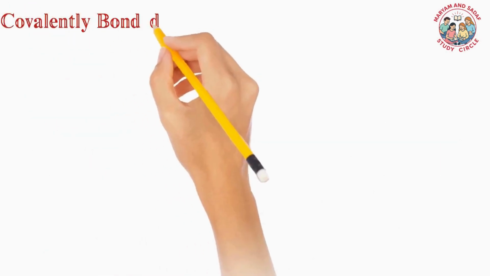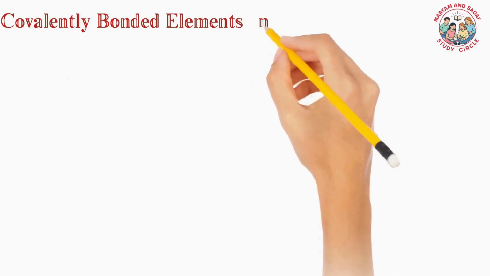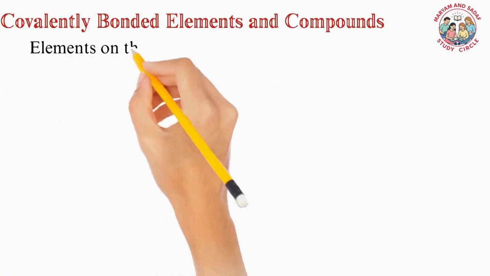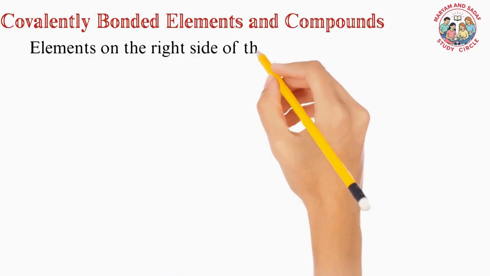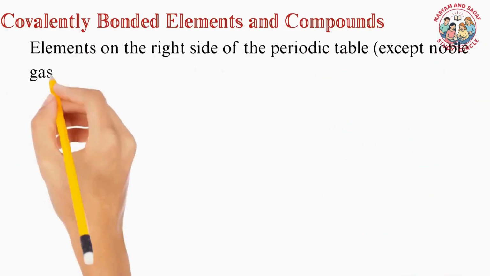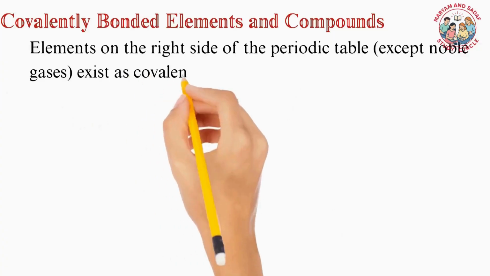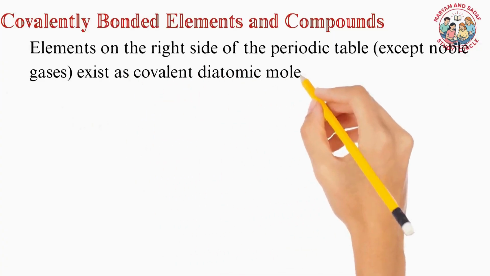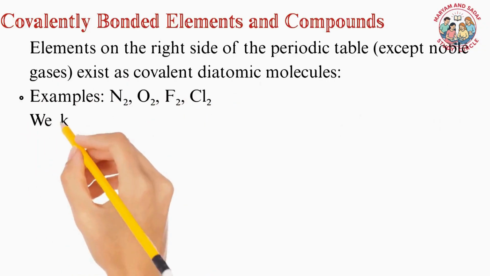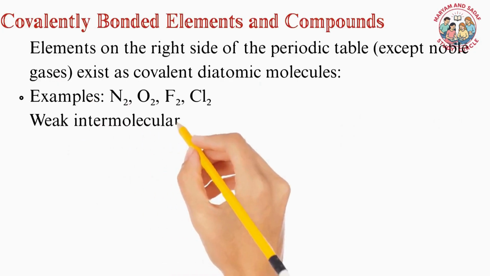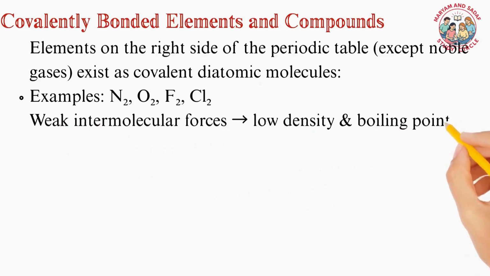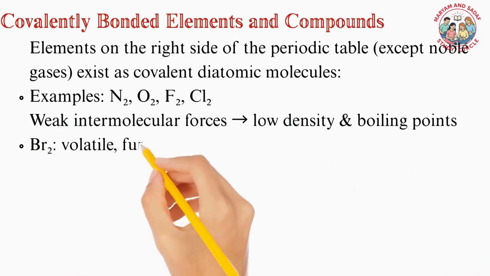Covalently bonded elements and compounds. Elements on the right side of the periodic table, except noble gases, exist as covalent diatomic molecules. Examples: nitrogen, oxygen, fluorine, chlorine. Weak intermolecular forces lead to low density and boiling points. Bromine is a volatile, fuming liquid.